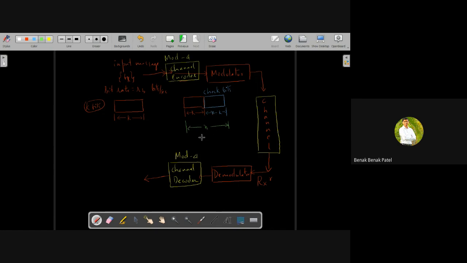because it is evident that if I try to add n minus k plus k, where n minus k is the size of the check bits, and k is the size of this message block, so if I add these two, the k terms get cancelled out, and I'll be left with n. So this channel encoder will give us a block of size n bits. The input to this channel encoder is of k bits, and the output from this channel encoder is of n bits.